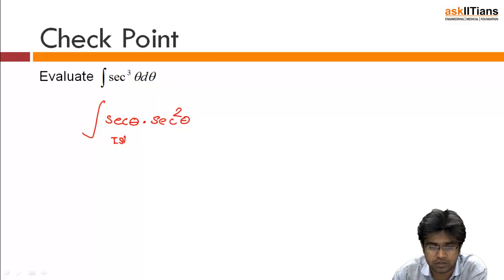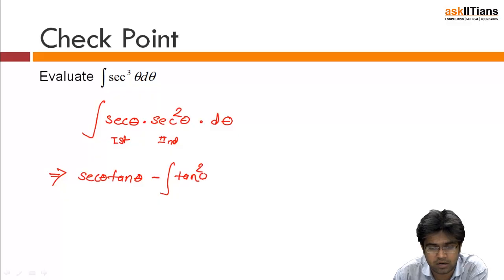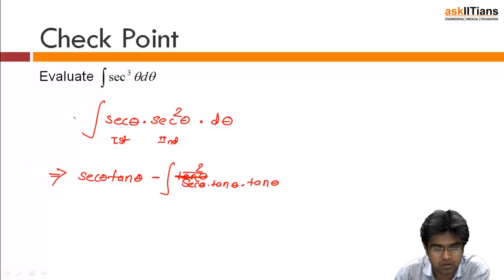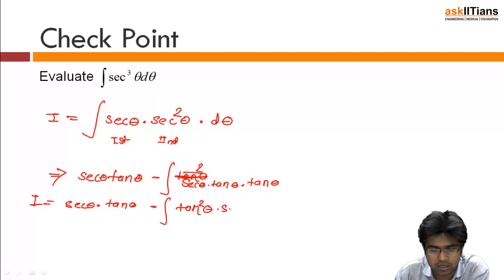So this is my first function, this is my second function. So priority amongst the same trigonometric function you can see. So what will this become? This will become sec theta, integration of sec square theta is tan theta, minus integration, d by dx of sec theta, which is sec theta into tan theta, and integration of sec square theta is again tan theta. Okay, so let's say that this integral is I. So I is actually equal to sec theta multiplied by tan theta minus integral tan square theta into sec theta d theta.